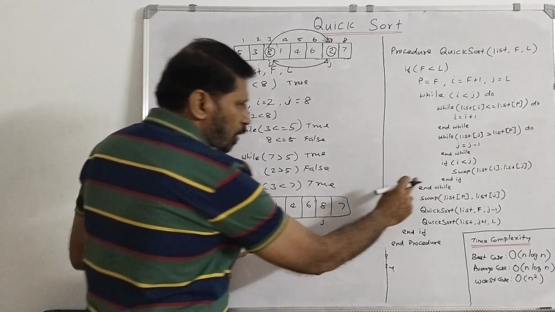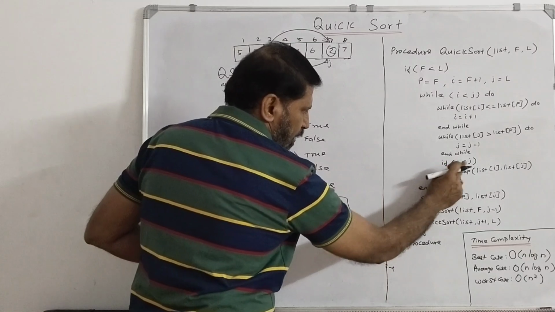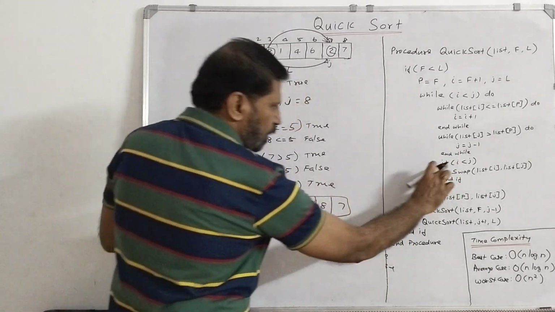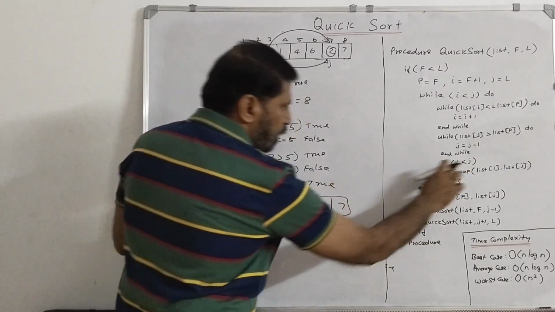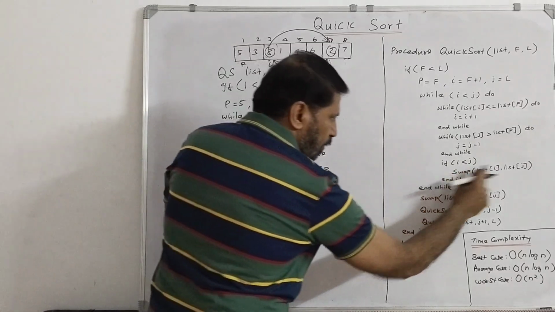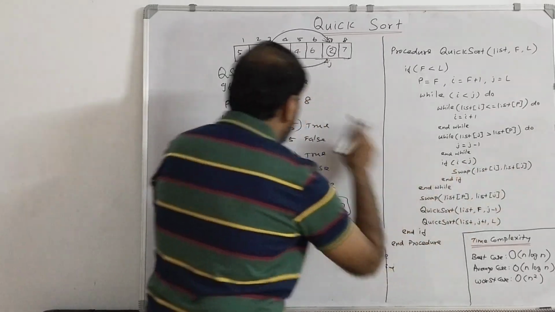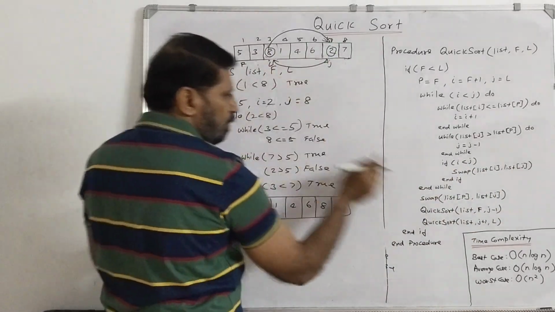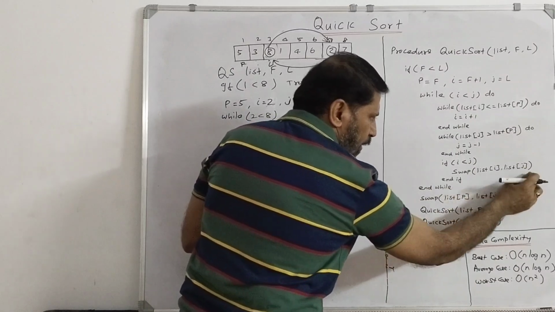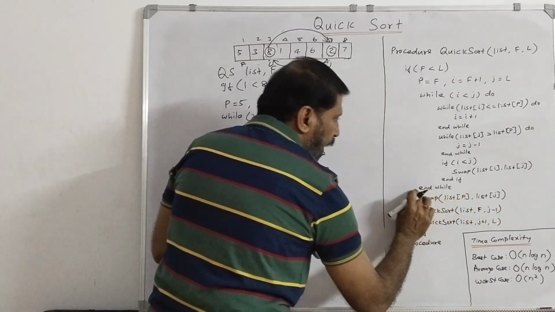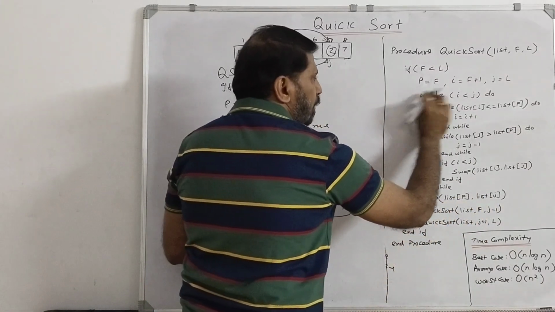So once again what we do, we have to check this condition. Actually this if is nothing but: if I less than j, swap the two numbers I and j. So that's why we are swapping. Okay, swap list of I and list of j. Then end while. So that's why this while comes again.